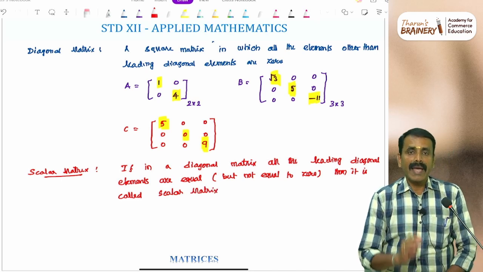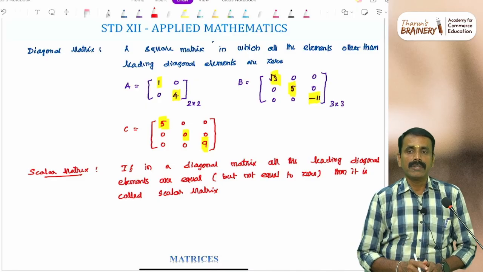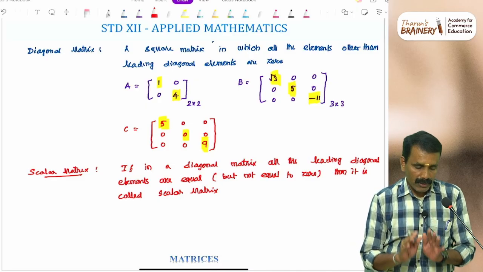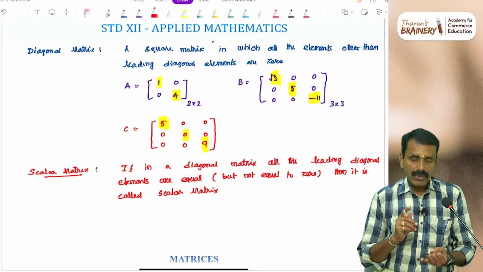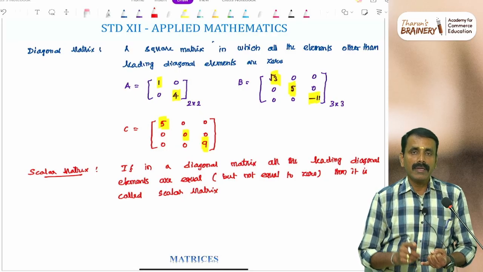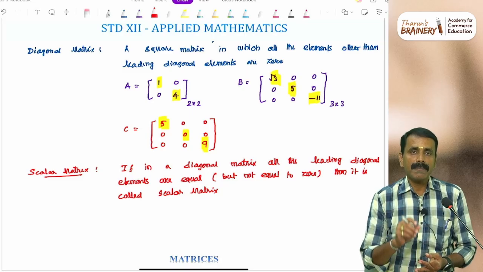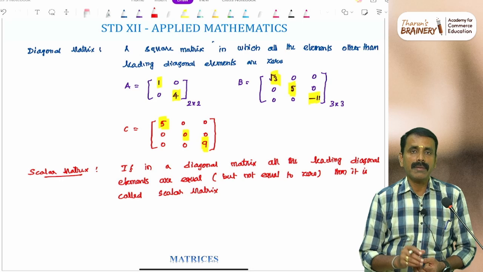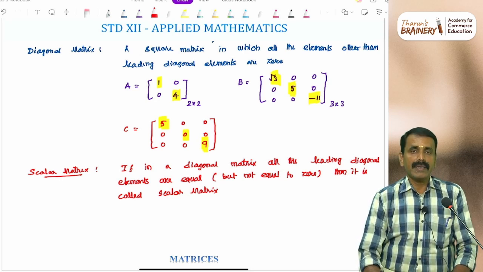So, it should be a diagonal matrix. Basically, to be a diagonal matrix, it should be a square matrix. So, if you want a thorough knowledge of scalar matrix, first we must know about square matrix. It should be a square matrix. In that square matrix, except for the diagonal elements, all the elements are going to be 0, and the non-zero elements present in the diagonal are going to be equal. They are going to be the same. Then it is called a scalar matrix.